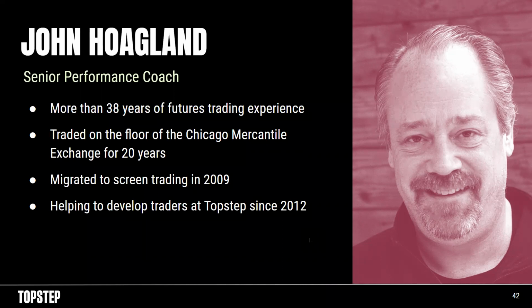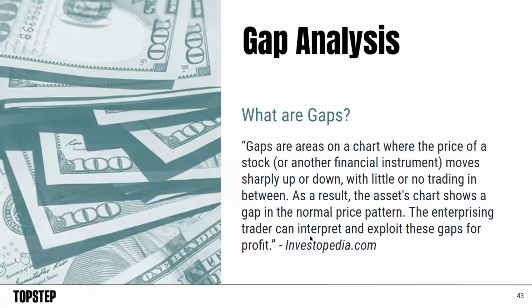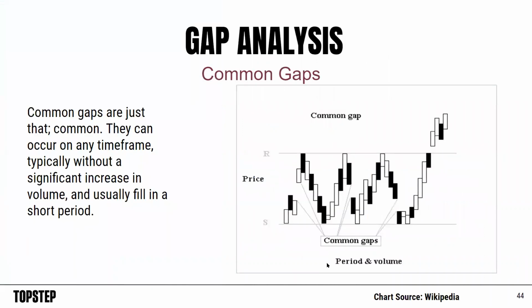We ran out of time a little bit yesterday, and we were going to talk at the end there about gaps. Gaps on the charts. Gaps are areas in the chart where the price of a stock or another financial instrument moves sharply up or down with little or no trading in between. As a result, the asset's chart shows a gap in the normal price pattern. The enterprising trader can interpret and exploit these gaps for profit. That's from Investopedia.